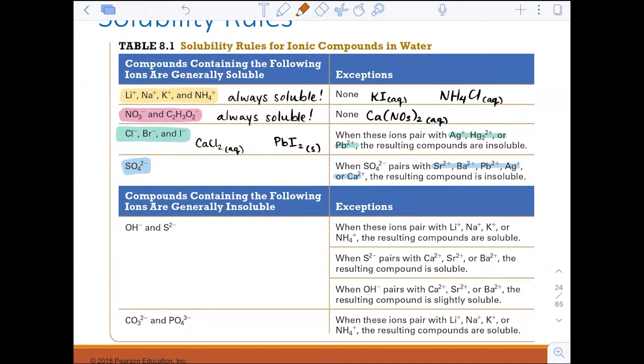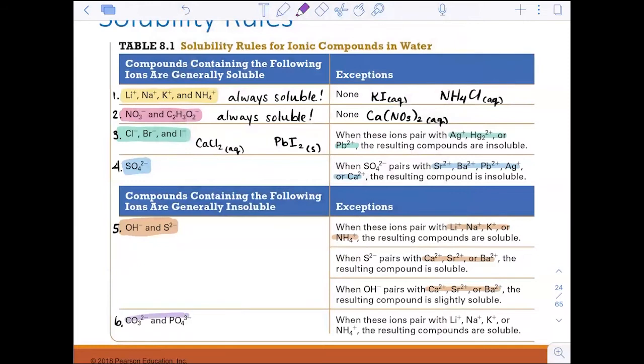So how we would read the last 2 rows here is saying hydroxide and sulfide are generally insoluble, except when they're with the group 1 or ammonium cations. Well, you can't go against rule number 1 way up here, right? I'll number them just so that we can utilize the numbering system. Or sulfide when it pairs with calcium, strontium, or barium. Or hydroxide when it pairs with calcium, strontium, or barium. Those resulting compounds for sulfide are soluble. For hydroxide, they're slightly soluble. We'll count it as soluble.